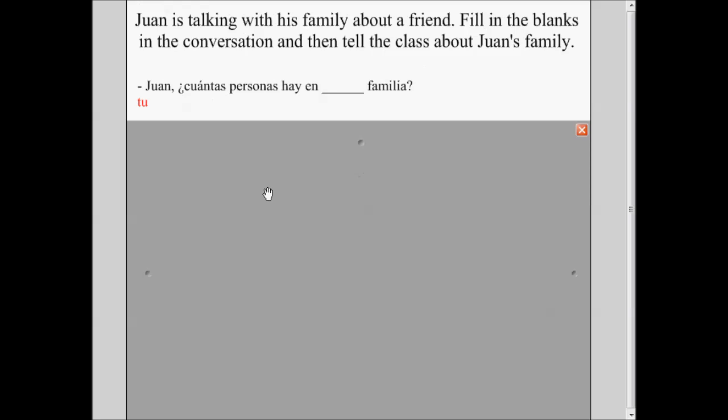Juan is talking with his family about a friend. Fill in the blanks in the conversation and then tell the class about Juan's family. Juan, ¿cuántas personas hay en blank familia? The answer is tú, because we're talking to him. En tu familia.